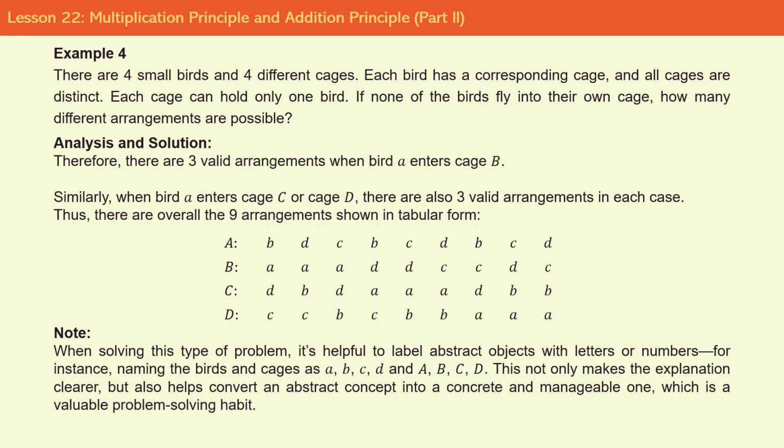When solving this type of problem, it's helpful to label abstract objects with letters or numbers, for instance, naming the birds and cages as lowercase a, b, c, d, and uppercase A, B, C, D. This not only makes the explanation clearer, but also helps convert an abstract concept into a concrete and manageable one, which is a valuable problem-solving habit.